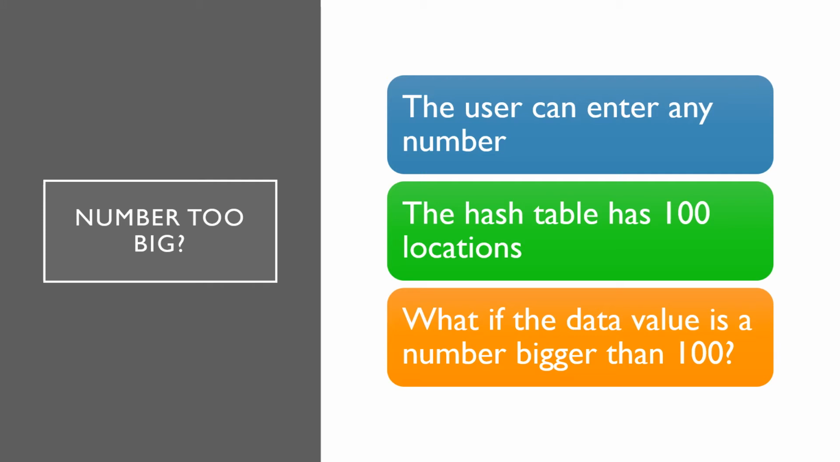Did you anticipate what the problem was going to be? Our user can enter any number of any kind, and the hash table has 100 locations. What if the data value they enter is a number bigger than 100? So if they enter 80, then their value will be stored at location 80. But if they enter 880, then that will cause the program to crash. So our hash table program certainly isn't completed yet. Can you think of a solution? I'm going to show it on the next slide, so have a little think about that.